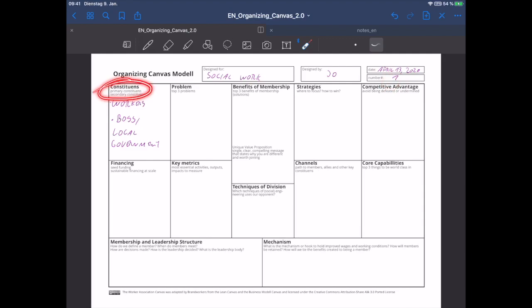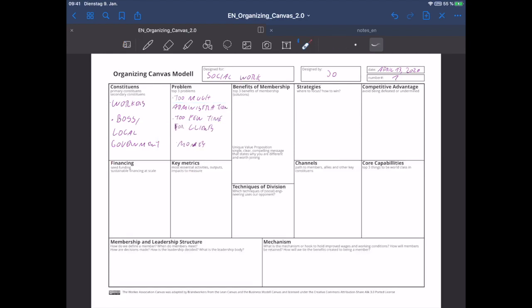I'll start here with the constituents, which is the primary constituents your model is based on. In this case, it is the workers on the shop floor. The opponents are firstly the boss in the company, and also the local government. That is the case because the company, I assume we work in here, receives a lot of money from the local government. And the boss will always say, well, I can't pay you more, I can't give you the resources because the local government doesn't give me any more. So there's always a struggle between these two parties.